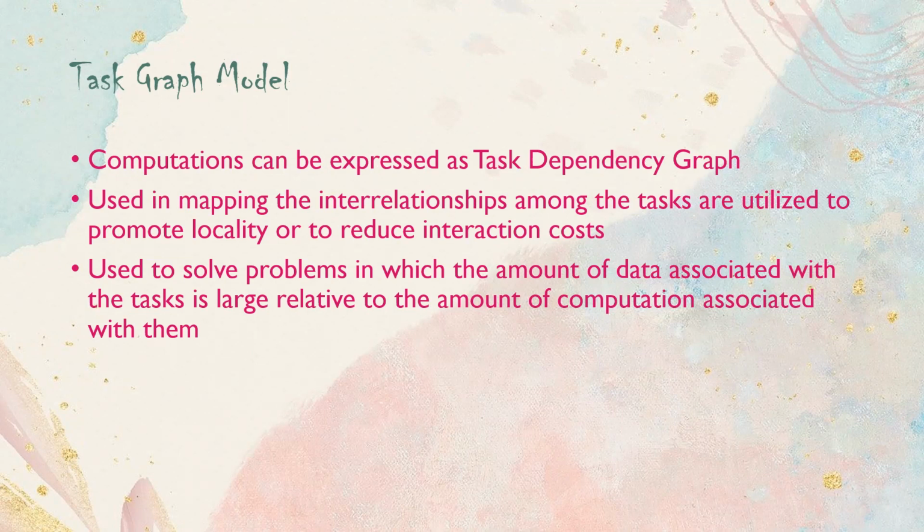It is a means of promoting locality-based decomposition, and also a means of reducing the interaction cost, because whichever tasks have a better relationship with each other will be closely associated, so that the interaction time can be lessened. So when there is a huge amount of data to be processed, and you have lesser computational speed or lesser computational provision to operate with, in that case this task graph model is going to be really helpful.